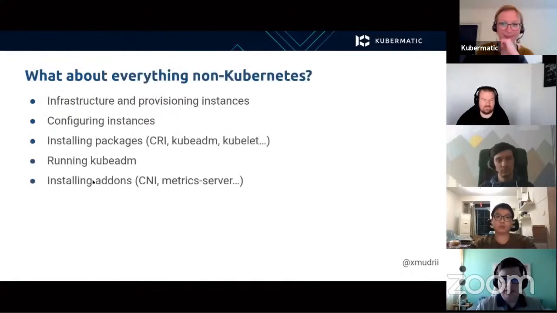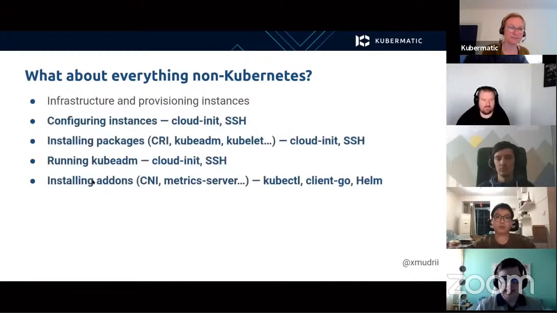What about everything non-Kubernetes? For example, infrastructure provisioning, instances, configuring instances, installing packages like container runtime, kubeadm, kubelet, running kubeadm itself, and installing add-ons like CNI, metrics server, and everything else needed. For configuring instances, installing packages, and running kubeadm, we can use well-established tools and protocols like cloud-init or SSH. For installing add-ons, we can use kubectl, client-go, Helm, or whatever else works best for you.